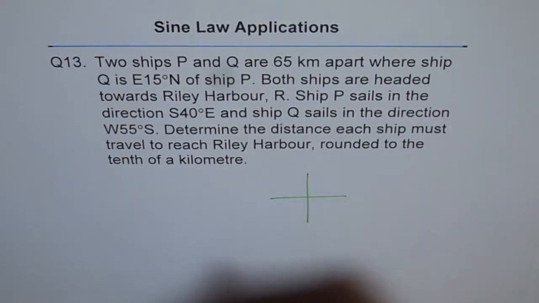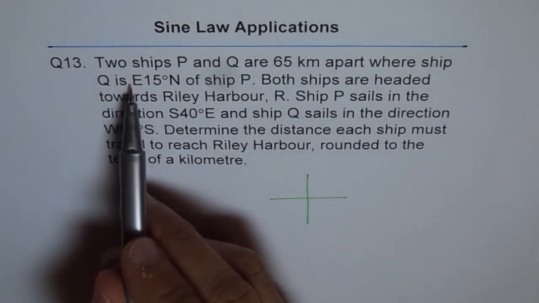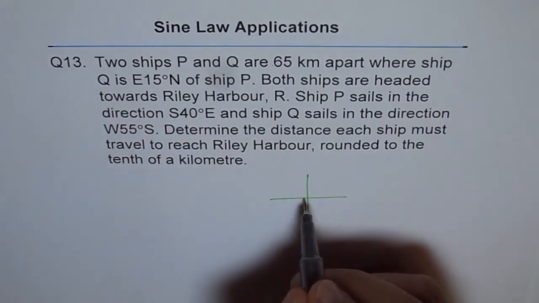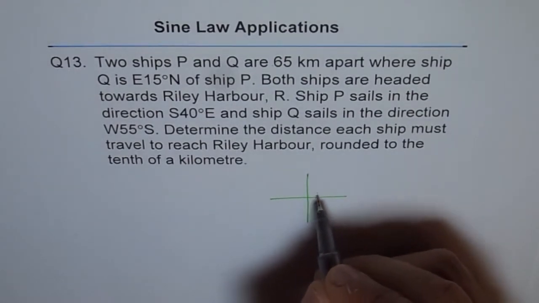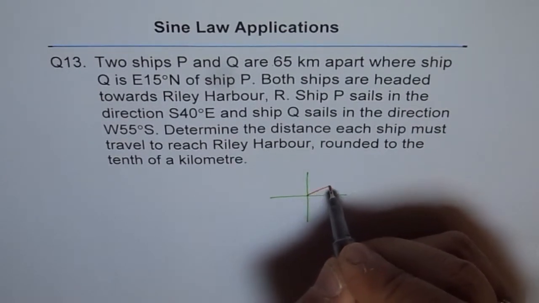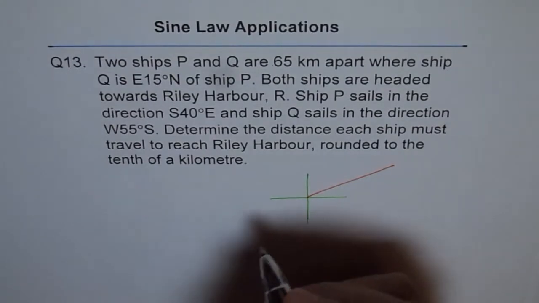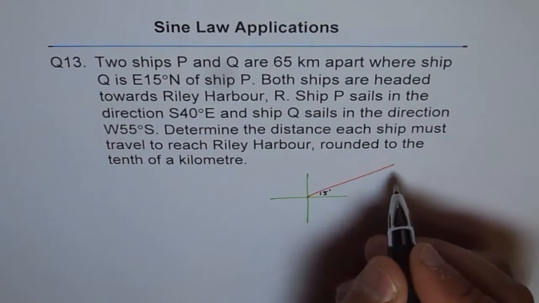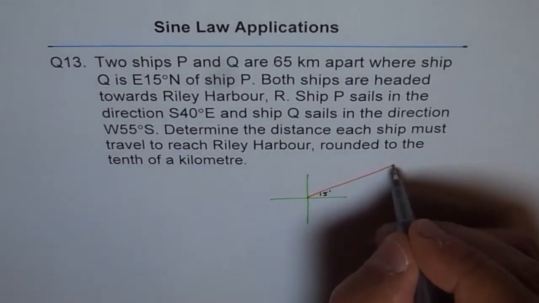So let's say that is the location of P. From here, Q is east 15 degrees north. That means this is your east, so from here, 15 degrees north, like this, and 65 kilometers away. So let's make a line from here, like this. Do you see? Where that small angle with the horizontal is 15 degrees. And let's assume that the point it reaches is Q.